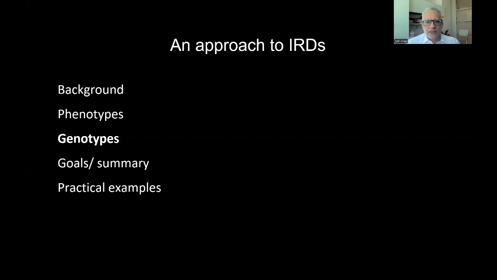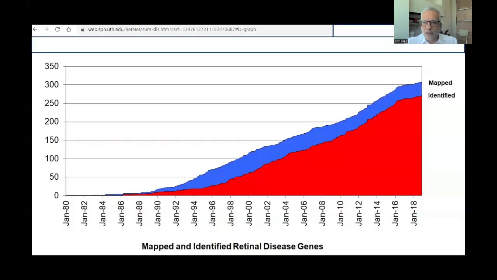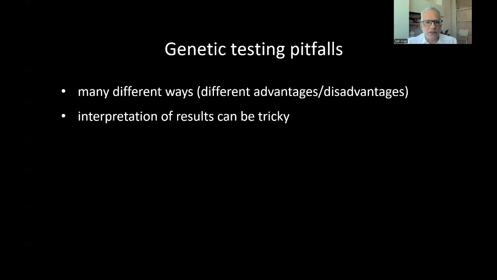Because genetic testing is its own can of worms and leads to all sorts of unexpected findings if it's just done on a broad manner without proper interpretation. It's very useful to work with a genetic counselor, geneticist in interpreting genetic testing. This is just showing how the number of retinal dystrophy genes has exploded over the years.